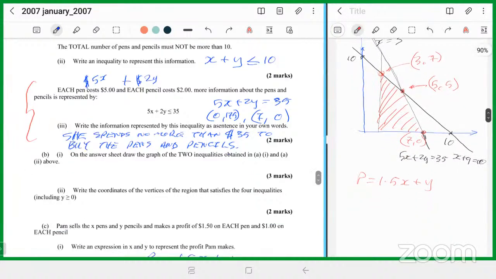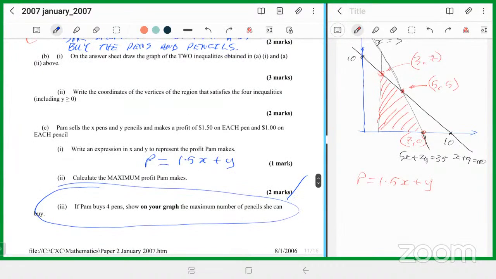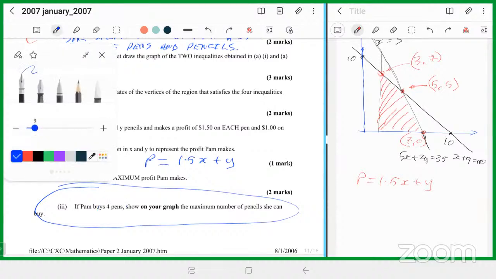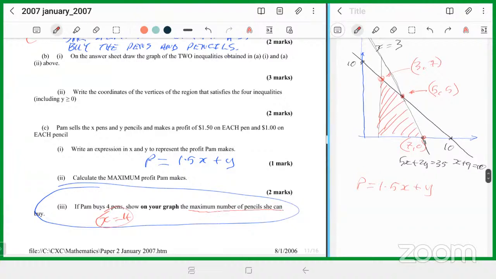But I'm answering this question for you now. This question down here says if she buys 4 pens, you know what that means? It means that x equals 4. What is the maximum number of pencils she can buy? So how you write that out? Let me zoom this out.